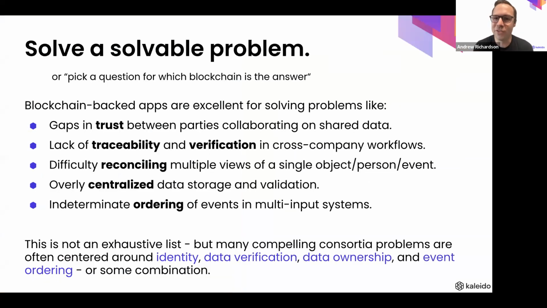So number one, solve a solvable problem, or, to put it in other words, pick a question for which blockchain is the answer. This seems like kind of an obvious one, but it was not obvious to me coming into this space. But of course, blockchain, like any tech, doesn't solve all problems, right? It solves some problems really well. And obviously, you have to start from a point of picking a problem that blockchain could solve.